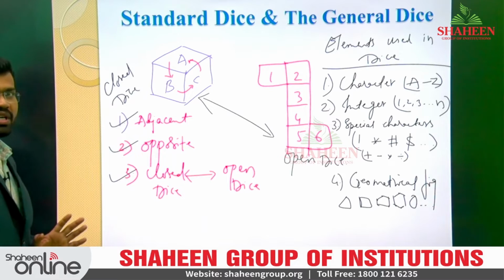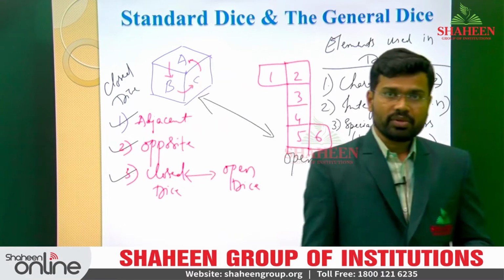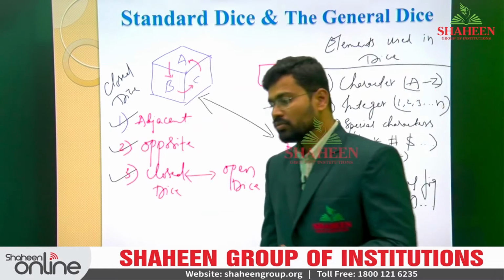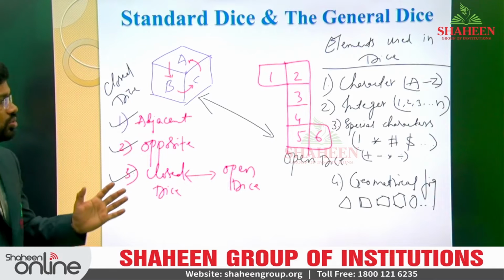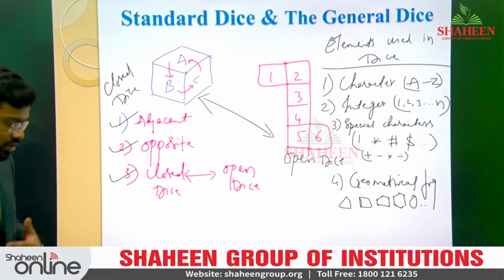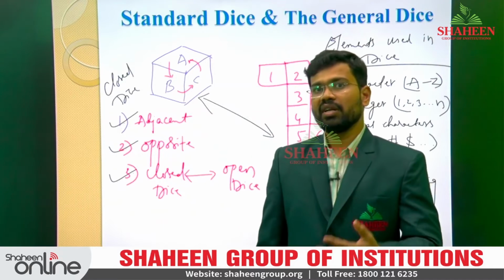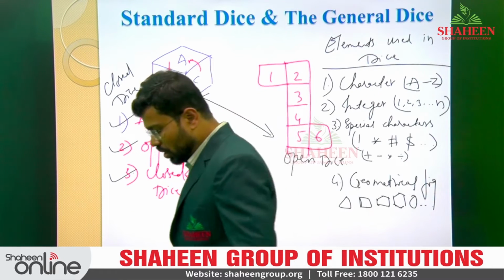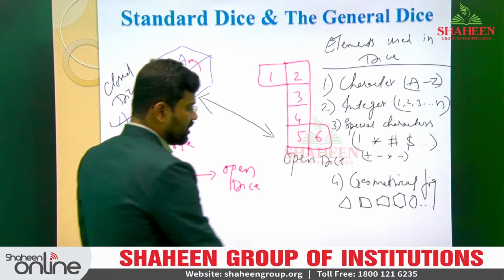So they will not give a standard dice directly. They will use the concept of standard dice and they will ask general dice. So friends, we have three fundamental rules to solve general dice. What are those three fundamental rules? Let us see.